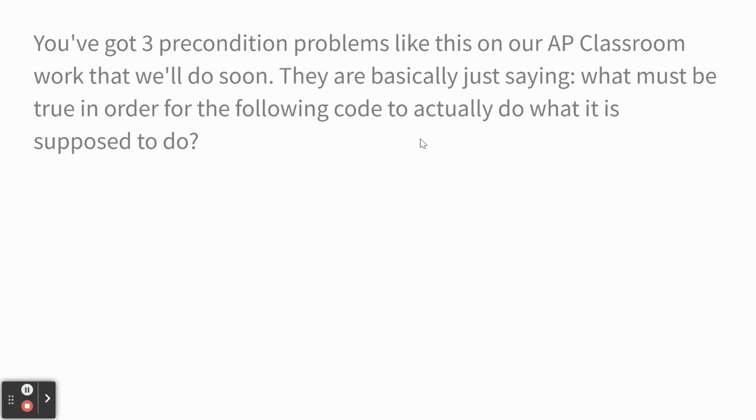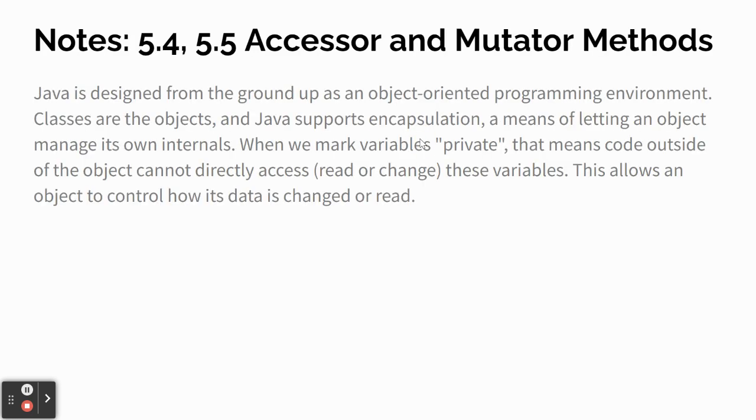So, all right, now we've got sections 5.4 and 5.5. And I love these because they sound so scary, but there's 2 types of methods that we're talking about today. They're called accessor methods and mutator methods. And here's the little background.